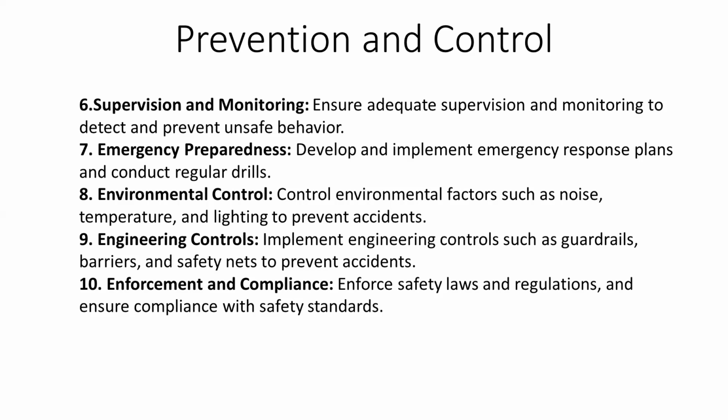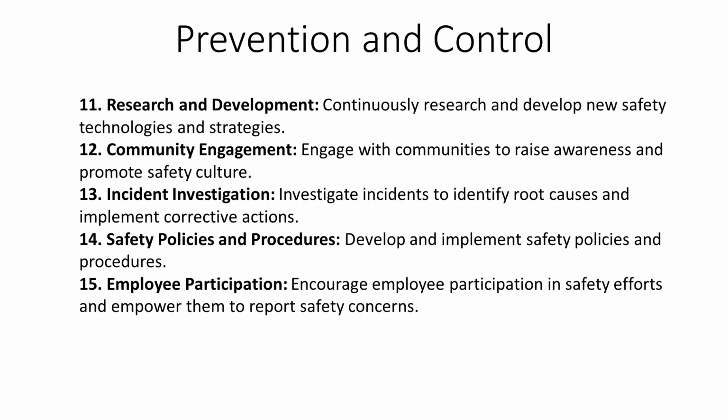And then engineering controls: implement engineering controls such as guardrails, barriers, and safety nets to prevent accidents. Enforcement and compliance: enforce safety laws and regulations, and ensure compliance with safety standards. Then there is research and development, and community engagement to raise awareness. Investigating the incident is crucial, and safety policies and procedures should be implemented. Employee participation: encourage employee participation in safety efforts and empower them to report safety concerns.